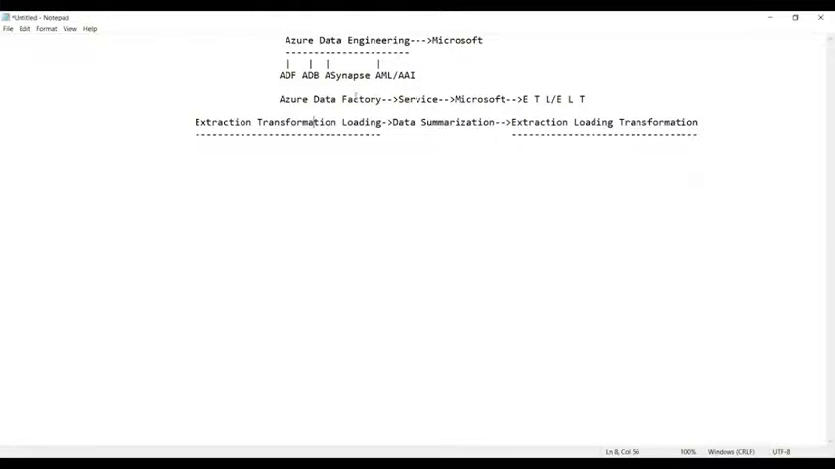Azure Data Factory is a service provided by Microsoft to perform the job of ETL, that is extraction, transformation, and loading, between the clouds and on-prem. What is on-prem? On-prem is nothing but on-premises. Yes, everyone, are you able to hear me?